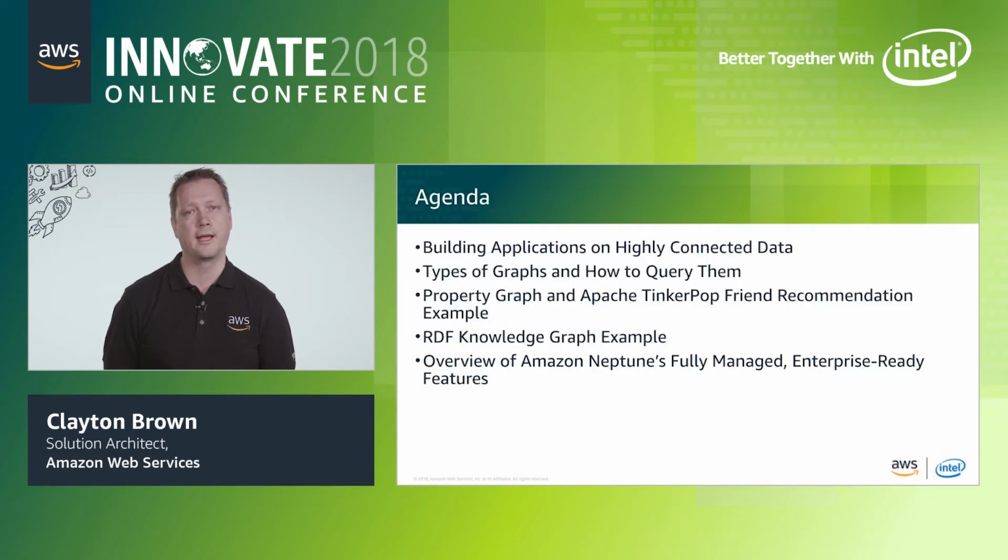Before I jump in, I want to cover a quick intro of what I'll be covering today. I'm going to take a look at building applications on highly connected data. We're going to look at types of graphs and how to query them. We're going to look at a property graph and an Apache TinkerPop friend recommendation example, as well as an RDF knowledge graph example. And then lastly, I'll provide an overview of some of Neptune's fully managed enterprise-ready features.